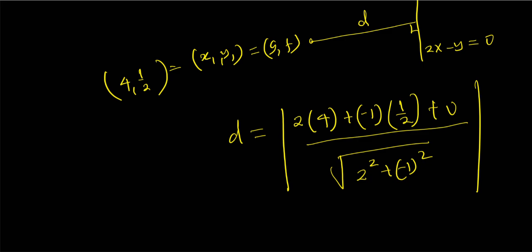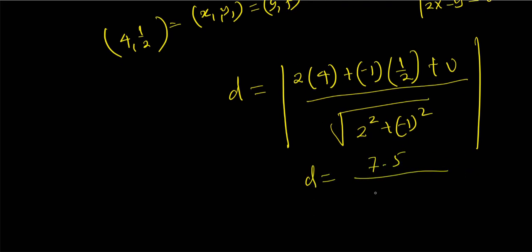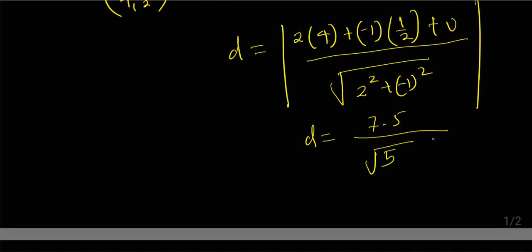If you use your calculator, you end up with 7.5 over the square root of 5. You may decide to rationalize, or you can find it directly. What is 7.5 over the square root of 5? On my side, I have approximately 3.4.